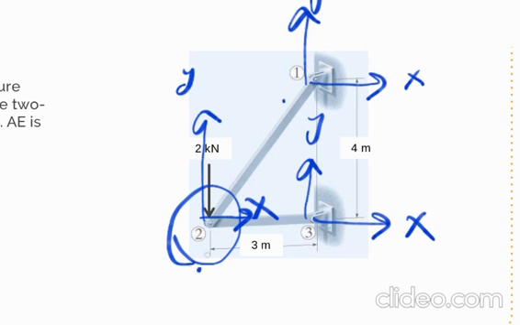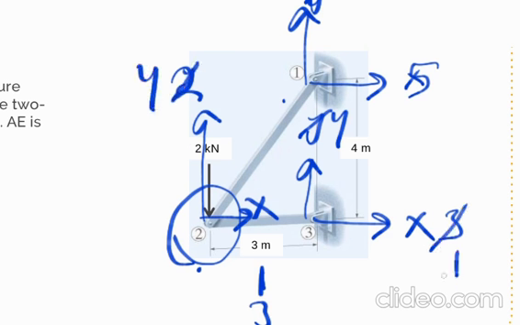X in joint number 2 is number 1 and Y is number 2. This is number 3 and this is number 4. This is 5 and this is 6. It's actually up to you. You can do this as number 3, for example, and this as number 4. 1 and 2 is up to you.